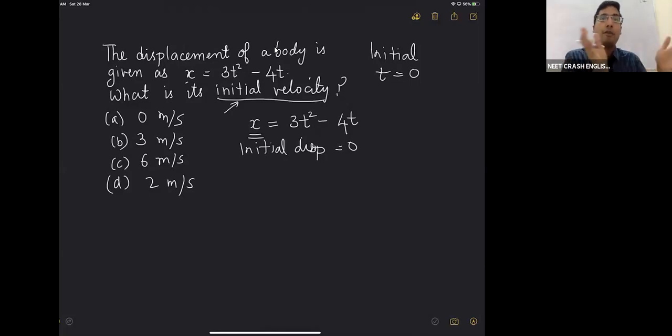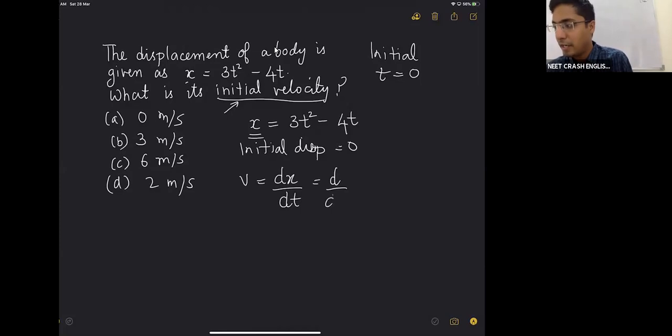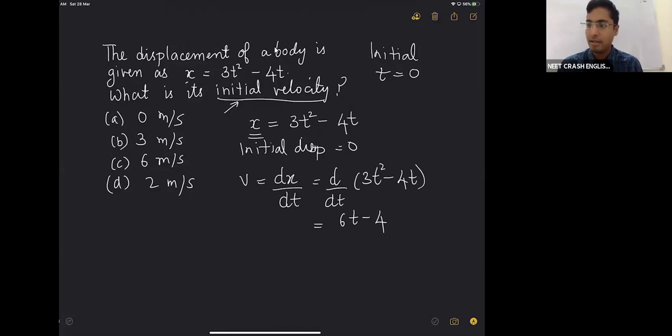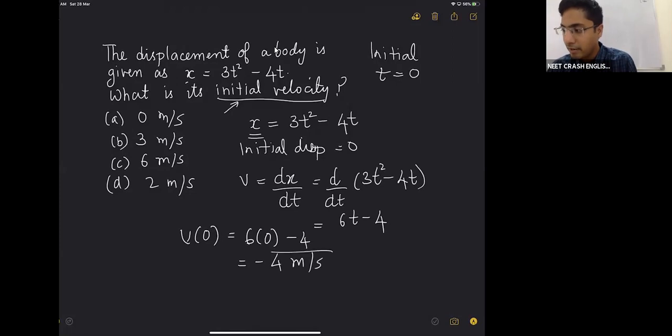What is asked is initial velocity. So first we have to have a formula for the velocity. We know that v is dx upon dt, which is d by dt of 3t square minus 4t, and hence this is 6t minus 4. The correct answer here, v at 0 is 6 into 0 minus 4, which is minus 4 meters per second, which is option E, which many of you said. So the initial velocity is minus 4 meters per second.